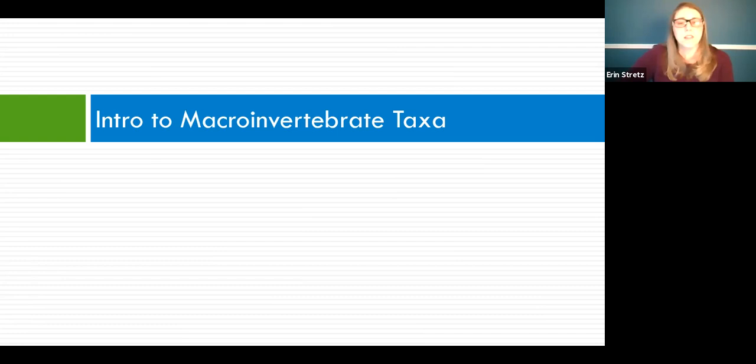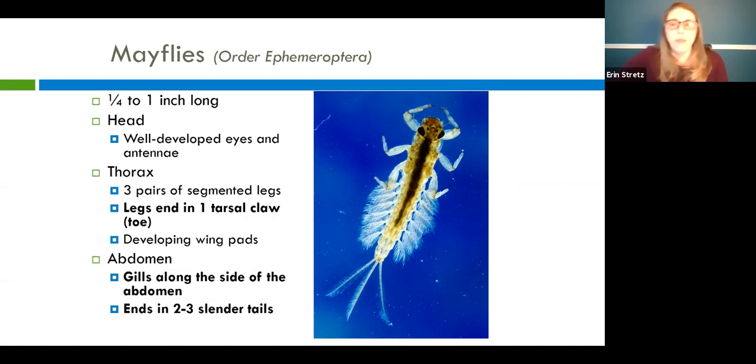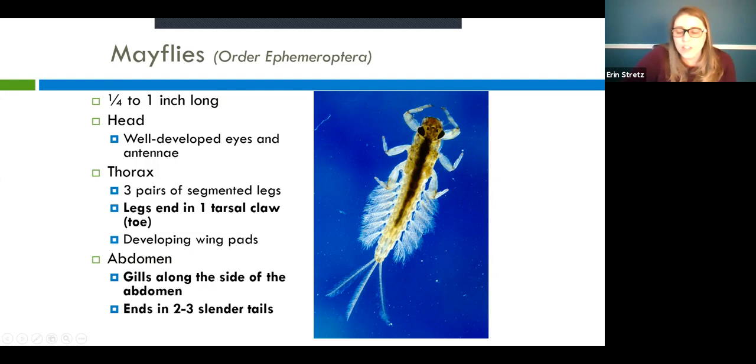All right. So for mayflies, this is the first organism that we'll look at. These will be about 1/4 of an inch to 1 inch long. They do have the three body structures of a typical insect: the head, the thorax, and the abdomen. The eyes tend to be wide set on the side of the head and very well developed. There are three pairs of segmented legs coming off of the thorax. And you can see perhaps that at the end of each leg, you have one tarsal claw. So you have one toe at the end of the leg there.